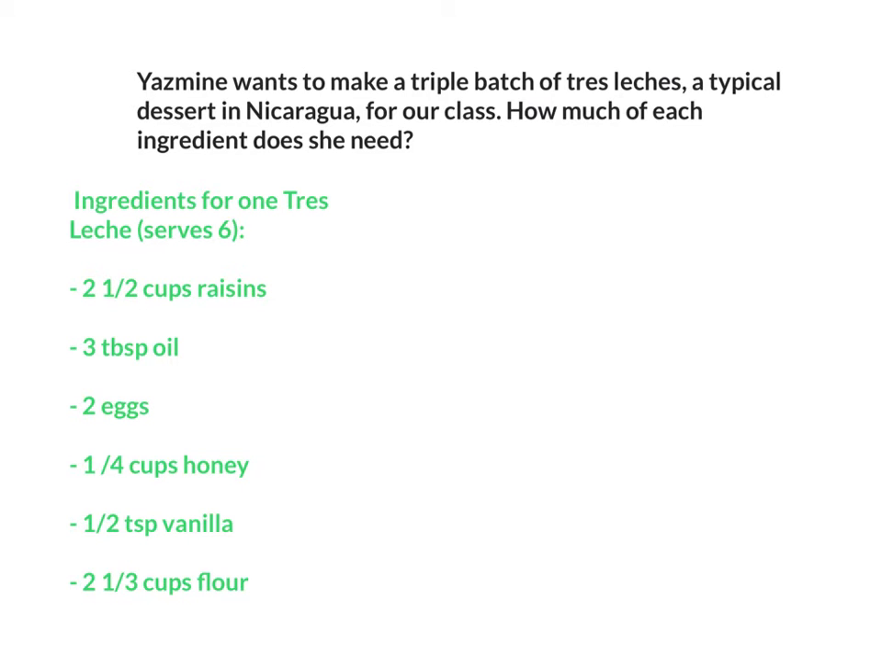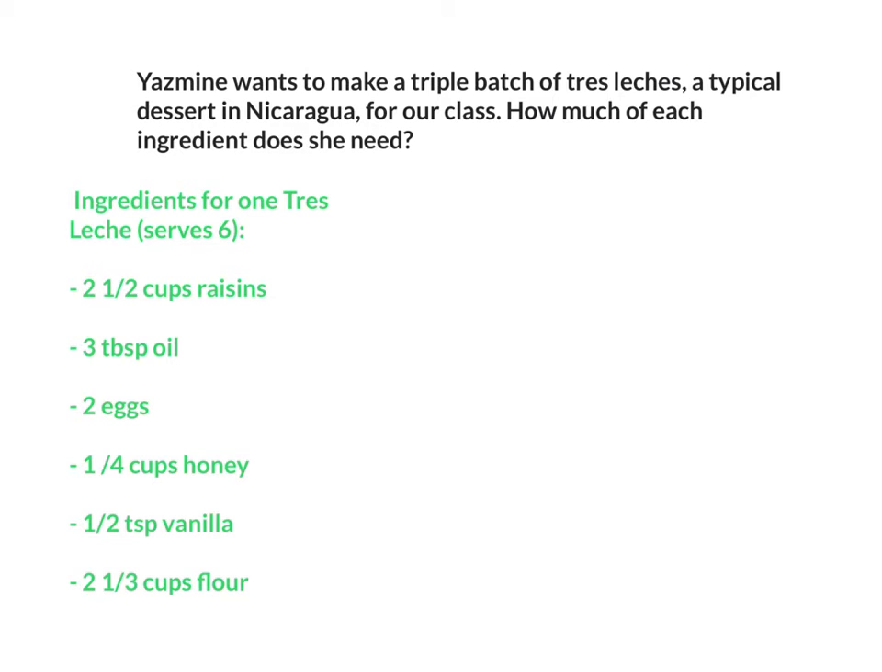Let's get started. Yasmin wants to make a triple batch of tres leches, a typical dessert in Nicaragua, for our class. How much of each ingredient does she need? So here are the ingredients for one tres leches. It serves 6 people, but we want a triple batch. So for one tres leches, she needs 2.5 cups of raisins, 3 tablespoons of oil, 2 eggs, a 1/4 cup of honey, 1/2 teaspoon of vanilla, and 2 1/3 cups of flour.